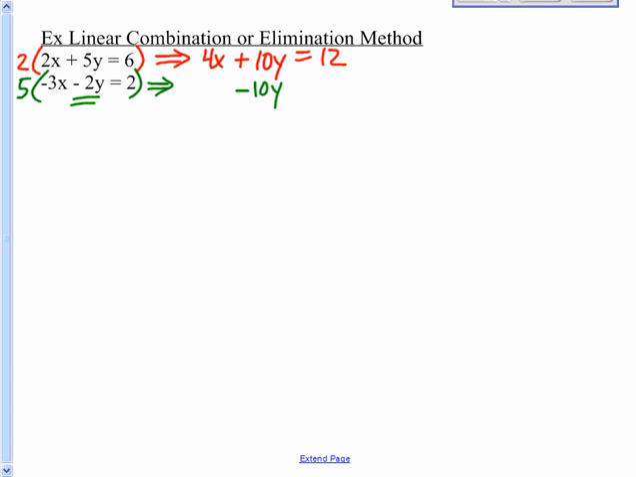Okay, so let's multiply the 5 through. 5 times negative 3x, negative 15x. 5 times the negative 2y, negative 10y, I already got that written. 5 times 2 is 10. Now we add these things up. 4 minus 15, negative 9x. 10y minus 10y, that's gone. That's the whole idea there. Equals 22. So negative 9x equals 22. Divide by that negative 9, and it looks like we get our solution here.